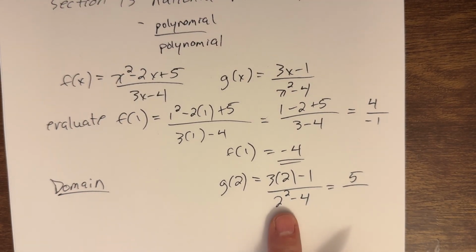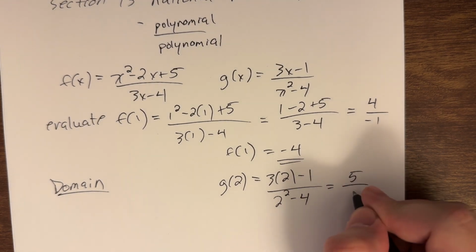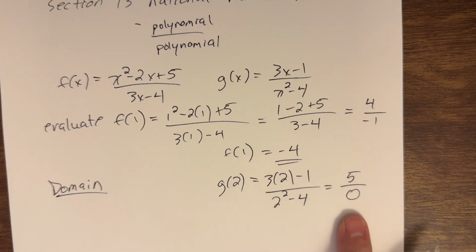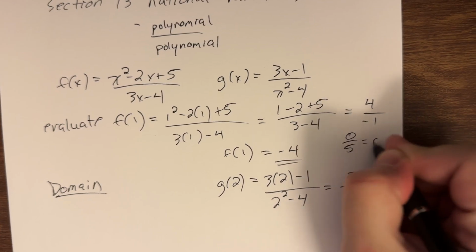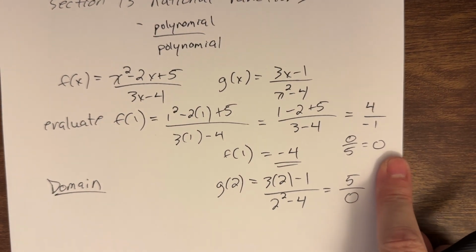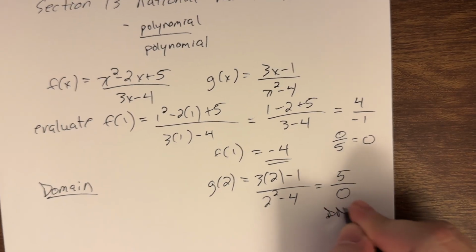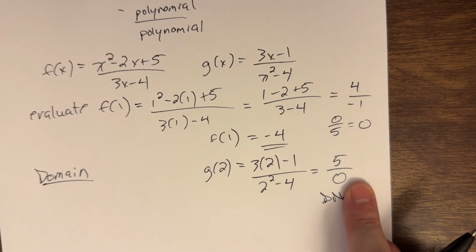But look at the bottom. 2 squared is 4. 4 minus 4 is 0. We ended up with 5 divided by 0. And again, remember, folks, the other way, if it was 0 divided by 5, that's no big deal. That's 0. But 5 divided by 0, that does not exist. You can't divide by 0.